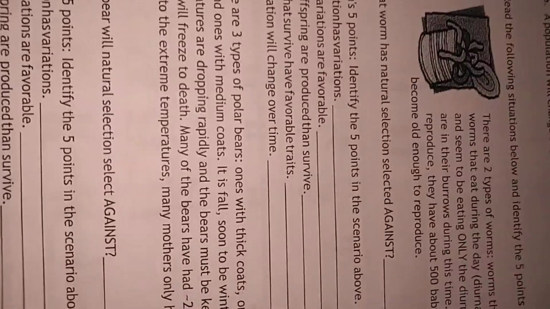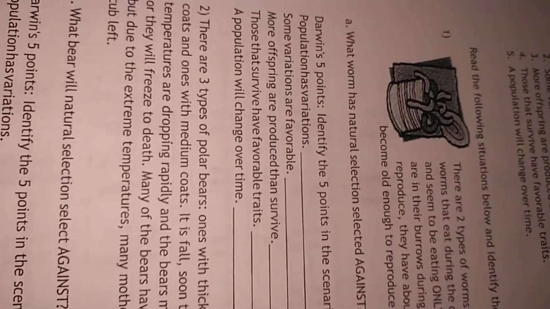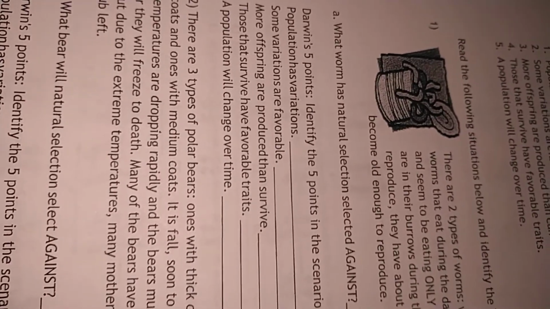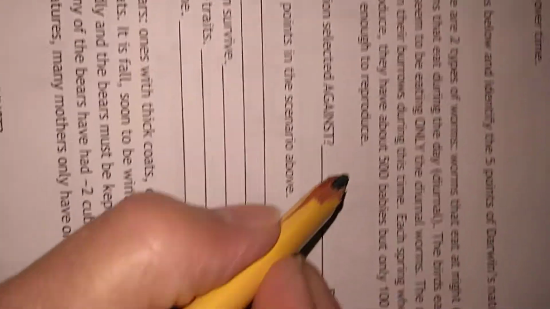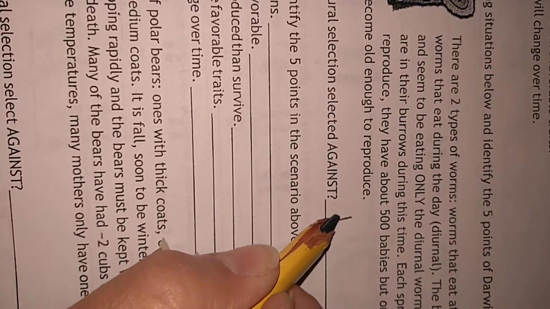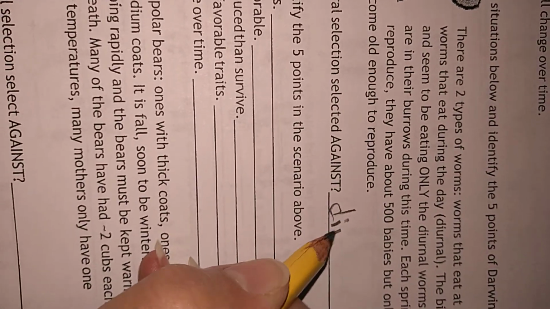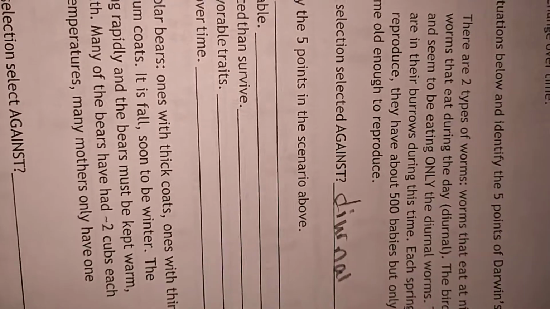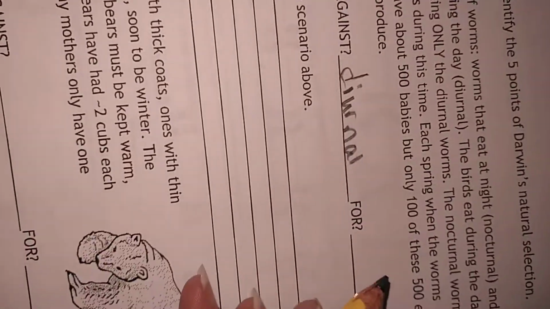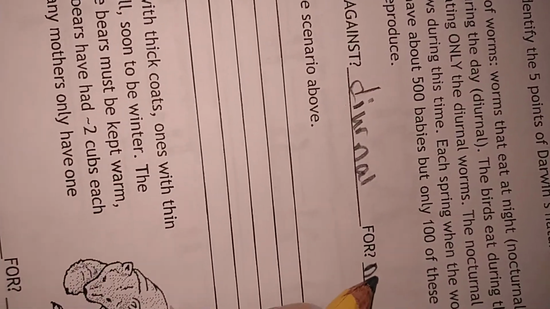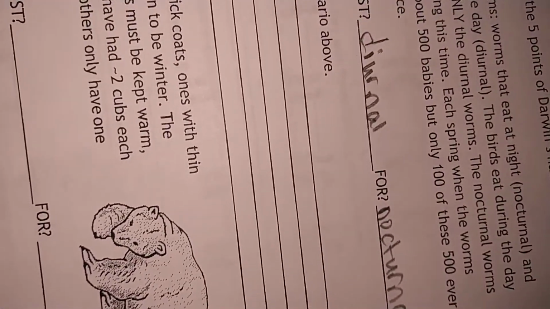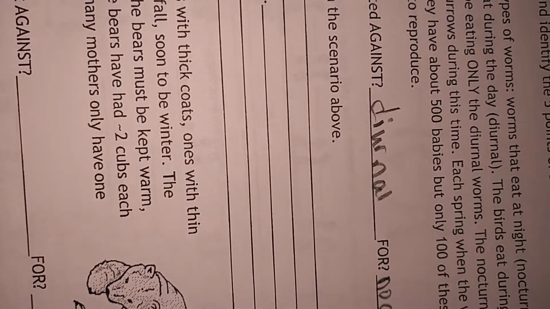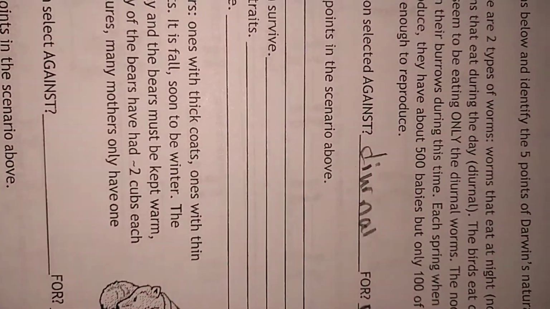Okay. So only the ones that are able to reproduce are going to pass those traits on. So what worm has natural selection selected against? Well, it's selecting against those that are getting eaten by the birds during the day. So it's selecting against the diurnal worms. And it's going to be selecting for those worms that are nocturnal because they're safe in their burrows during the day when the birds are out eating. So then they can come out at night and eat safely. They're going to survive, and they're going to pass their traits of being nocturnal on to their offspring.